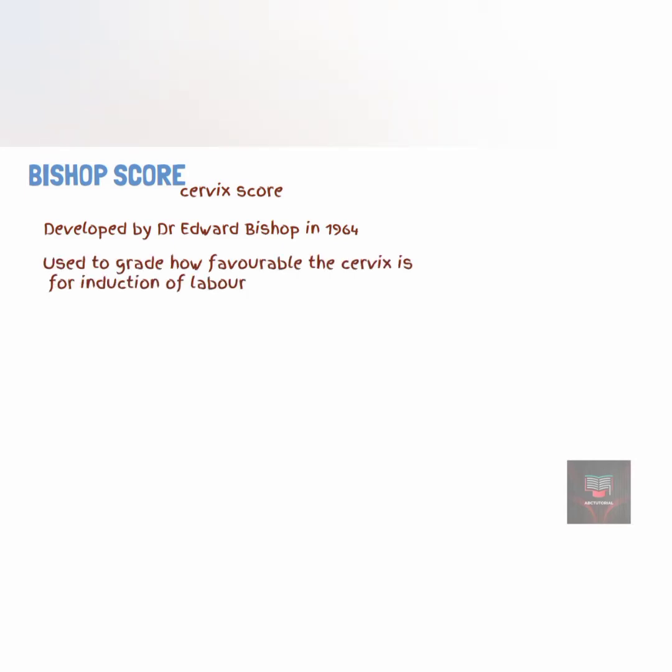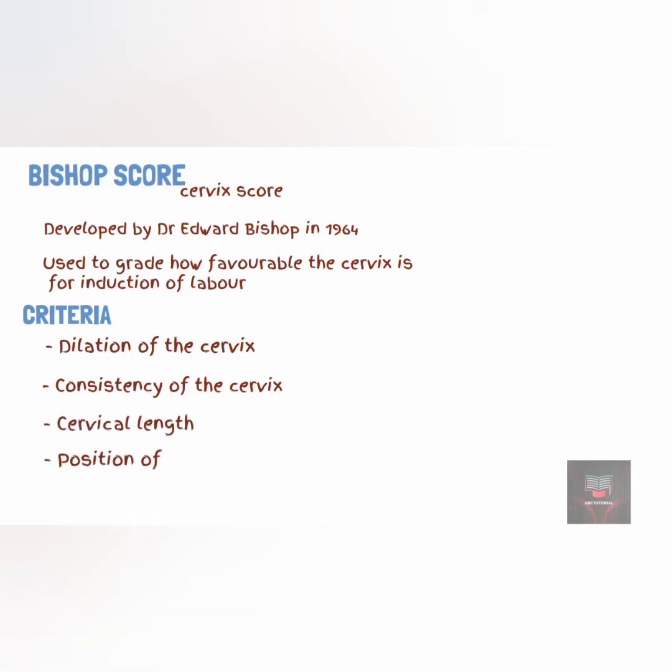Bishop score is also called the cervix score. It was developed in 1964 by Dr. Edward Bishop. It is used to grade how favorable the cervix is for induction of labor. It measures 5 criteria which include dilatation of the cervix, consistency of the cervix, cervical length, position of the cervix, and the station of the fetal presenting part.